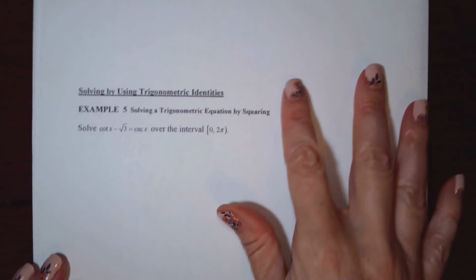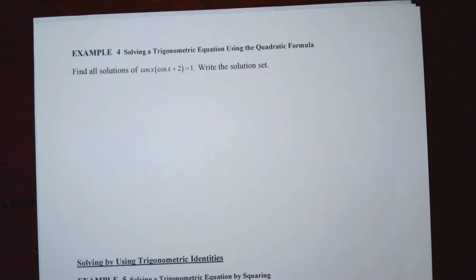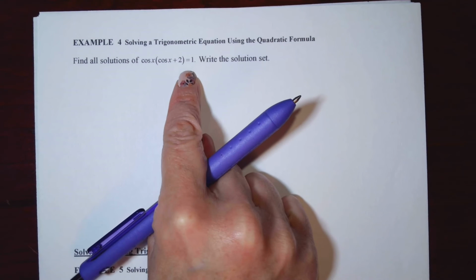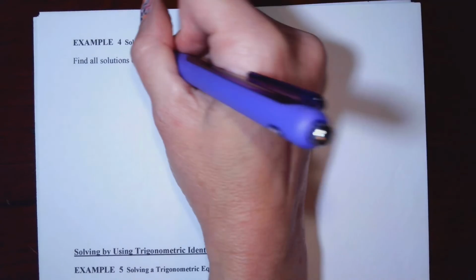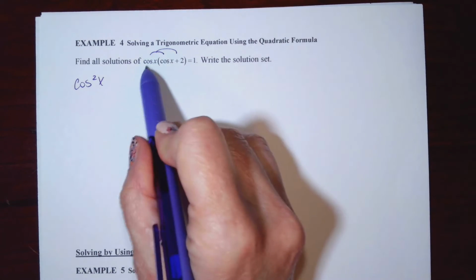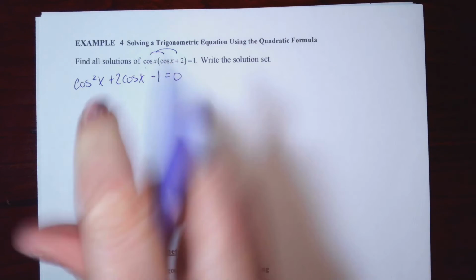All right, let's look at our next page. Examples 4 and 5. Now we're going to be solving using the quadratic formula. So this is when we have squared equations of quadratic type that won't factor. If we start here, I know I'm going to have to move this 1 over. It's kind of ugly like it is, so let's distribute. Cosine x times itself is cosine squared x plus 2 cosine x, and then if I move that 1 over, it becomes a -1 equal to 0.